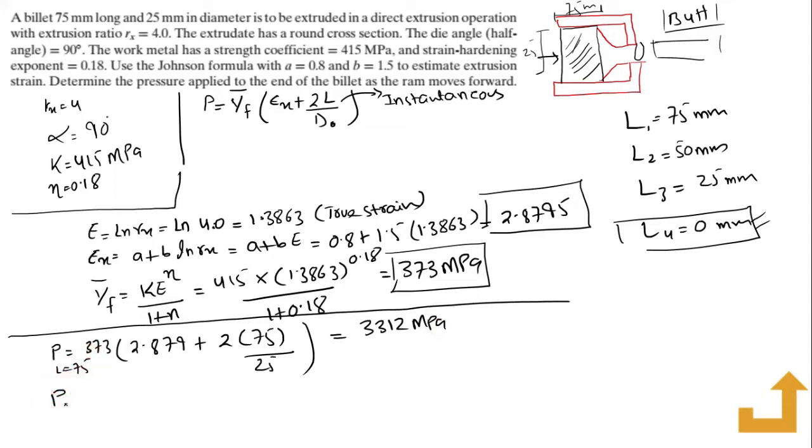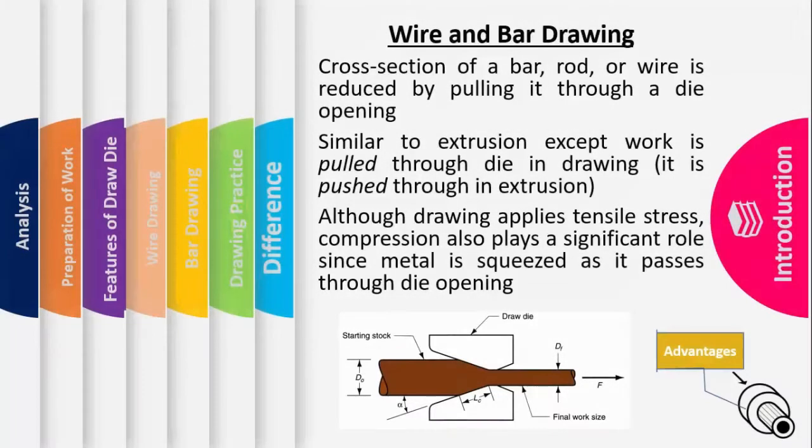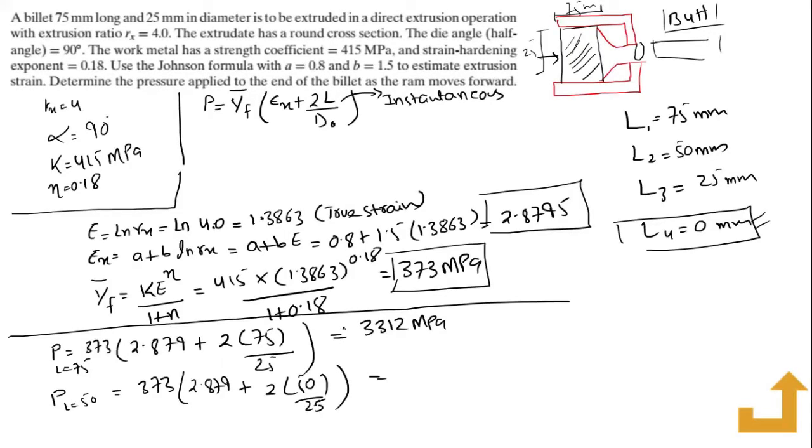You can again find out at L equals, let's say, 50. So it would be again equal to 373 into 2.879 plus 2 into 50 by 25. So it would be equal to 2566 megapascals. This is how we can calculate the pressure along the whole extrusion process.